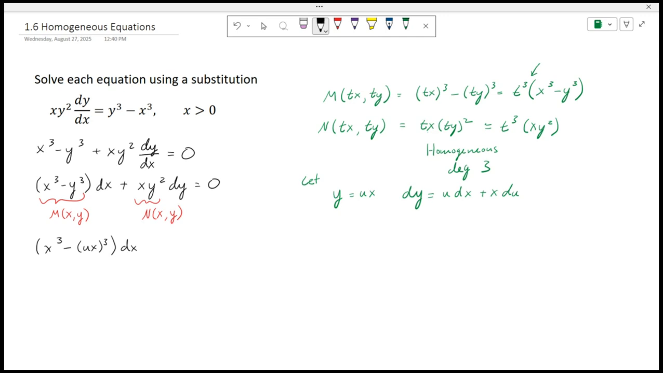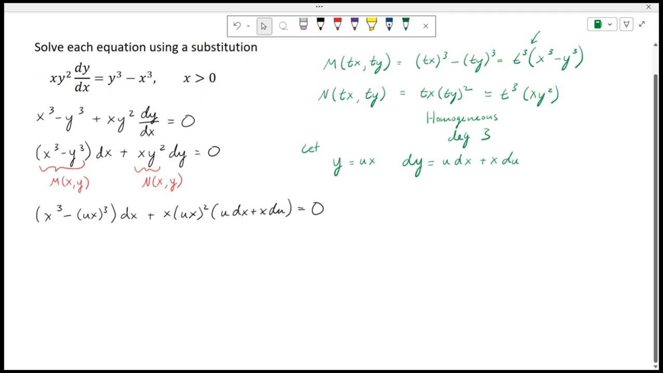dx plus x times u x squared times dy, which is the u dx plus x du. And all that is still equal to 0. Okay, so everything with a y has been replaced with u's and x's. And I just need to do some cleanup here. And you should get some cancellation going on or some combining of like terms after you've distributed this out. So I'm going to distribute out everything completely.